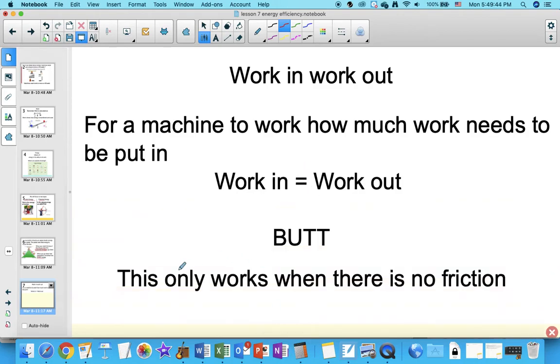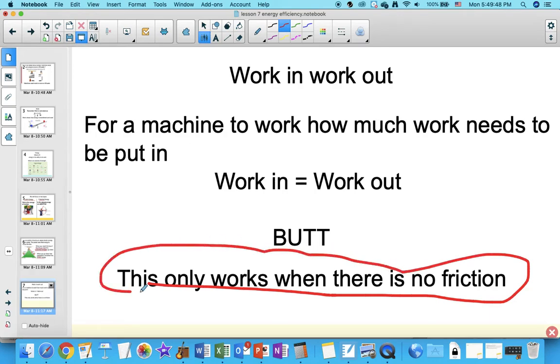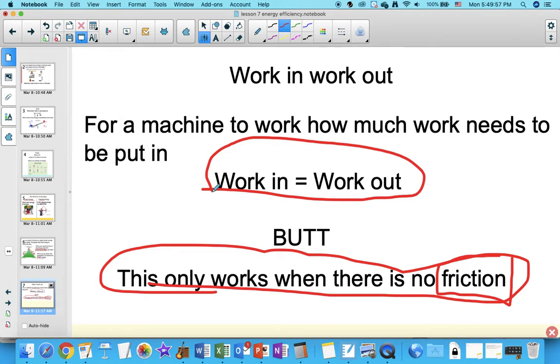So this is only true when there is no friction. This is an ideal situation. So since the beginning, I've sort of been lying, because the work in should equal the work out, but that's only if you're in perfect conditions. And as we all know, life isn't perfect. And so we have something called friction.